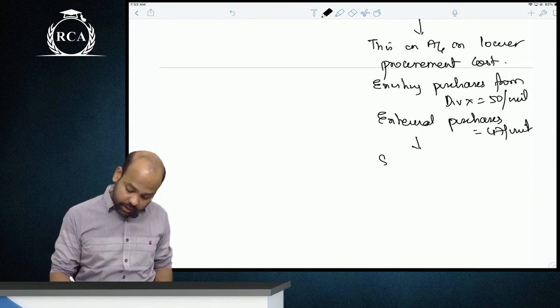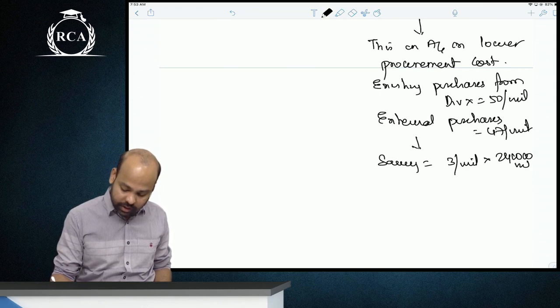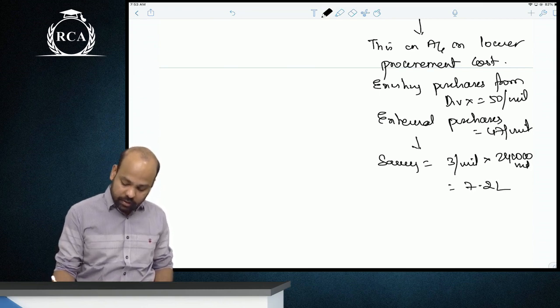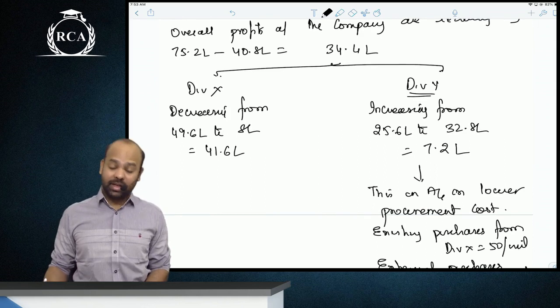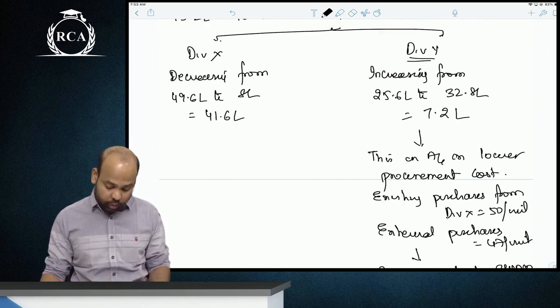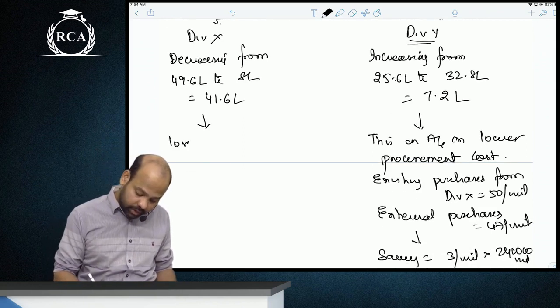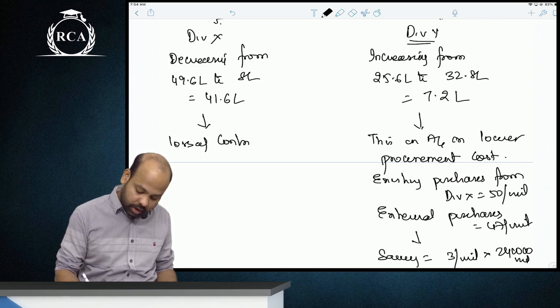So their savings would be 3 rupees per unit into the 2,40,000 units they will procure, and that is 7,20,000. This is what explains the increase in the profits of Division Y from 25.6 lakhs to 32.8 lakhs.